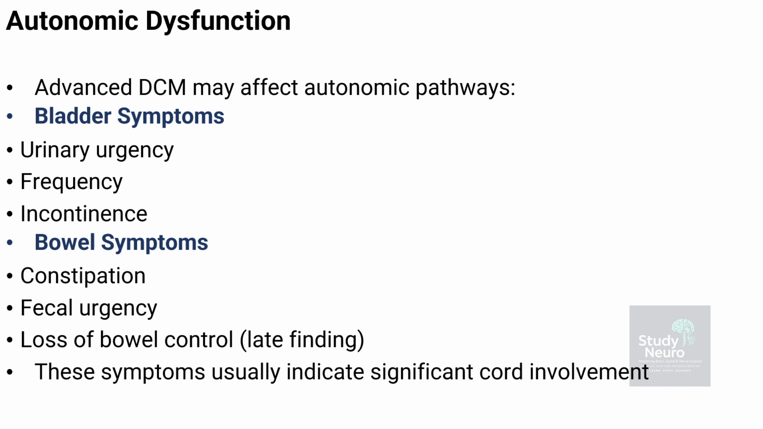Bowel function can also be affected, with symptoms ranging from constipation to sudden urgency, and in severe late disease, there may be loss of bowel control, which strongly suggests significant and long-standing cord involvement. Control becomes unreliable. Next to these features, the presence of autonomic symptoms generally indicates advanced neurological compromise, where multiple spinal cord pathways are affected beyond just motor and sensory systems, signaling a more severe stage of disease progression.